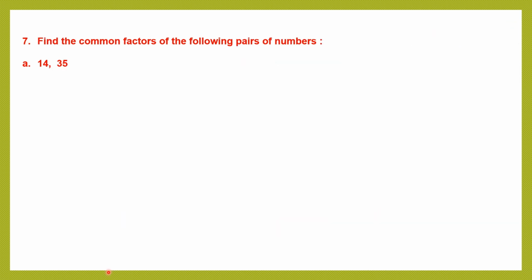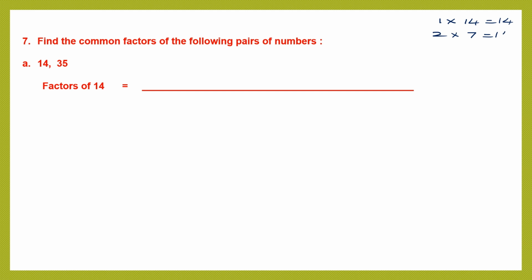Question 7. Find the common factors of the following pairs of numbers. So there's one pair of numbers here. We have to find the common factors. So what do we do? We write down first the factors of 14. So 1 into 14 is 14. What about 2? 2 into 7 is 14. 3, no. 4, it will not give you 14. 5, 6, no. 7 twos are 14. But as you can see, 7 and 2 are already there. So we will not write this. So what do we have as factors? 1, 2, 7 and 14.